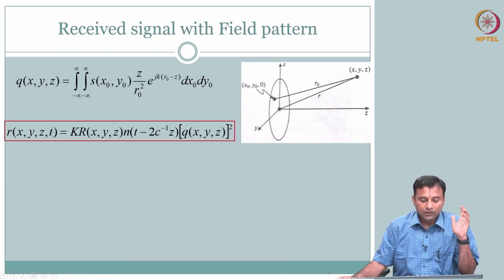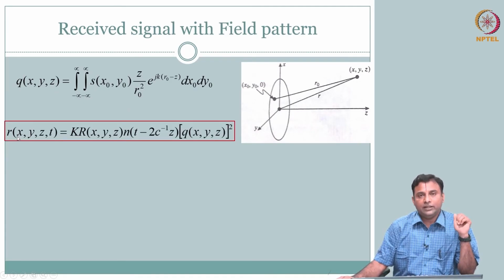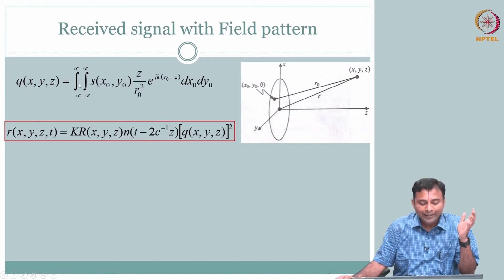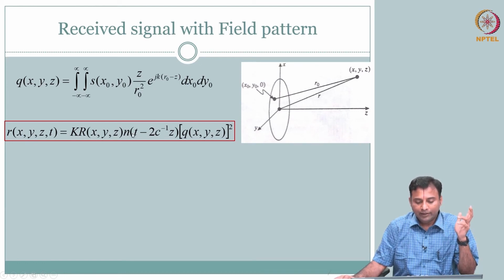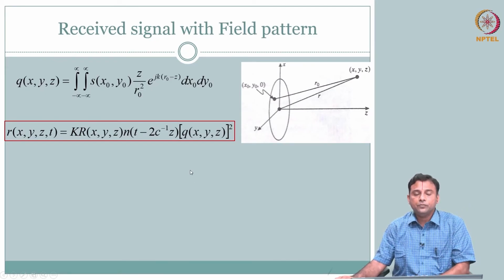So, what you are getting now is your received signal. It is the same equation that we had in the previous slide. Now, I am going to break the 4 integrals into 2 identical double integrals called q of x, y, z. Other terms remain, k r, and then n of t, z, and then q square. So, this is your received signal.